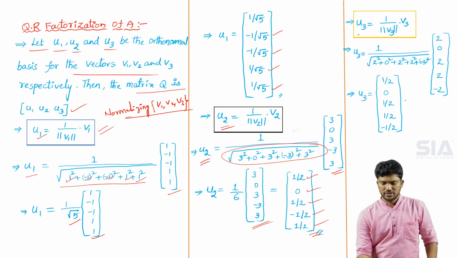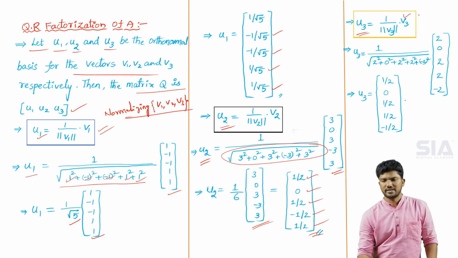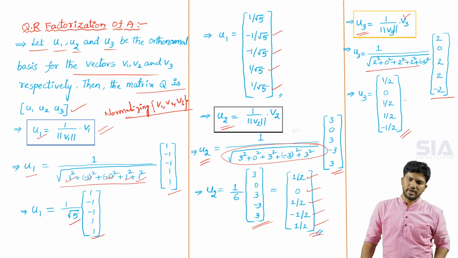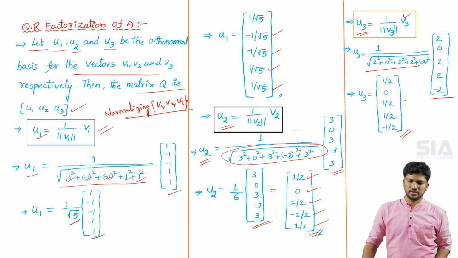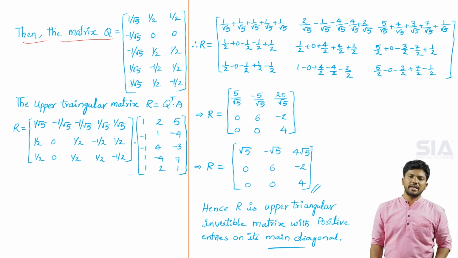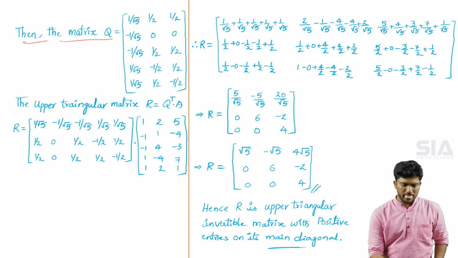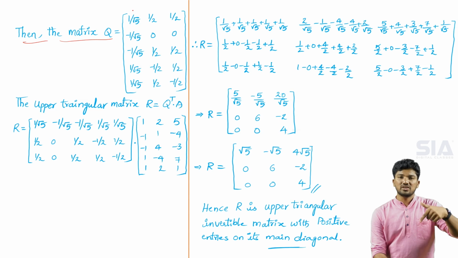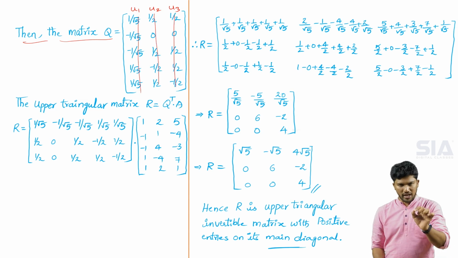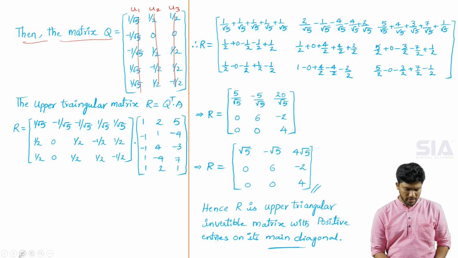Next, the third vector u suffix 3 corresponding to the vector v suffix 3 is v suffix 3 by norm v suffix 3. These are the formulas; simplify them and you will get u suffix 3 is equal to 1 by 2, 0, 1 by 2, 1 by 2, minus 1 by 2. After getting those values, we can form the matrix Q by columns of orthonormal vectors: u suffix 1, u suffix 2, u suffix 3. u suffix 1 is this whole column, then u suffix 2 and u suffix 3. All those values we write as the columns of capital Q.